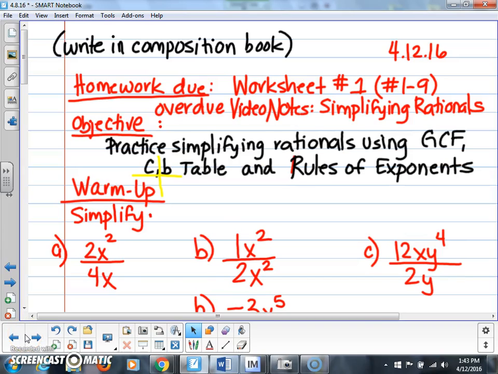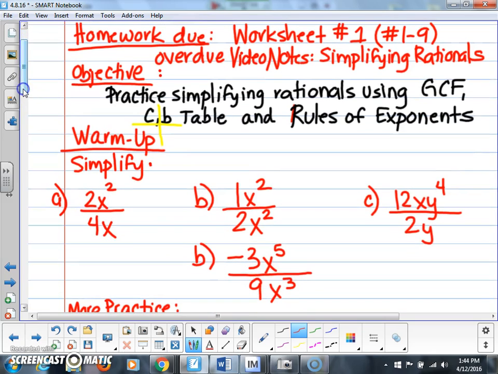Okay, class, so what we're going to do today: your homework was due, worksheet number 1 through 9. Overdue was simplifying rationals, your video notes from Friday. Our objective for today is to practice simplifying rationals using the greatest common factor, our CV table, and the rules of exponents. We learned about the rules of exponents yesterday, so we're going to practice that in our warm-up.